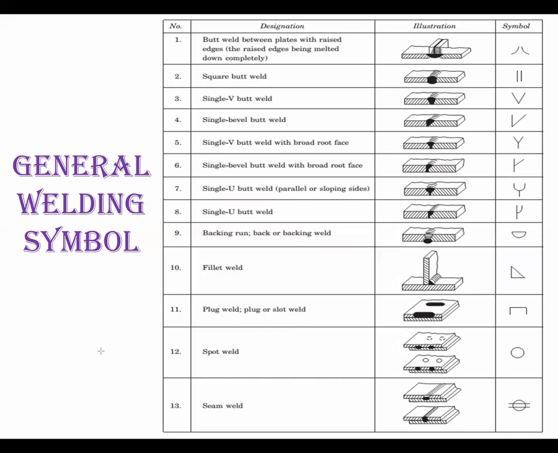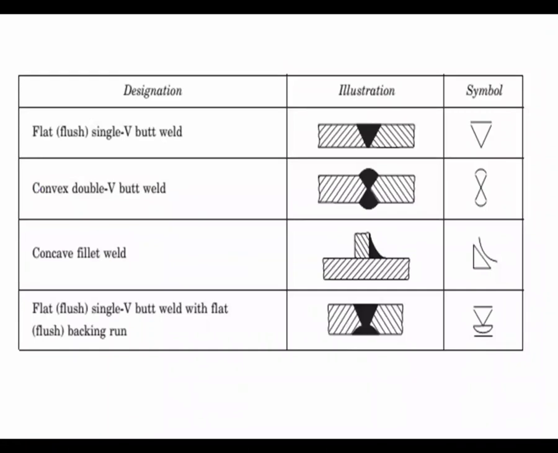In this way, for seam welding and for spot welding, these two symbols are used. For spot welding, a circle is used, and for seam welding, a circle with two horizontal lines is used. So you have to remember the whole chart of welding symbols. Now, one more important chart I am showing to you.